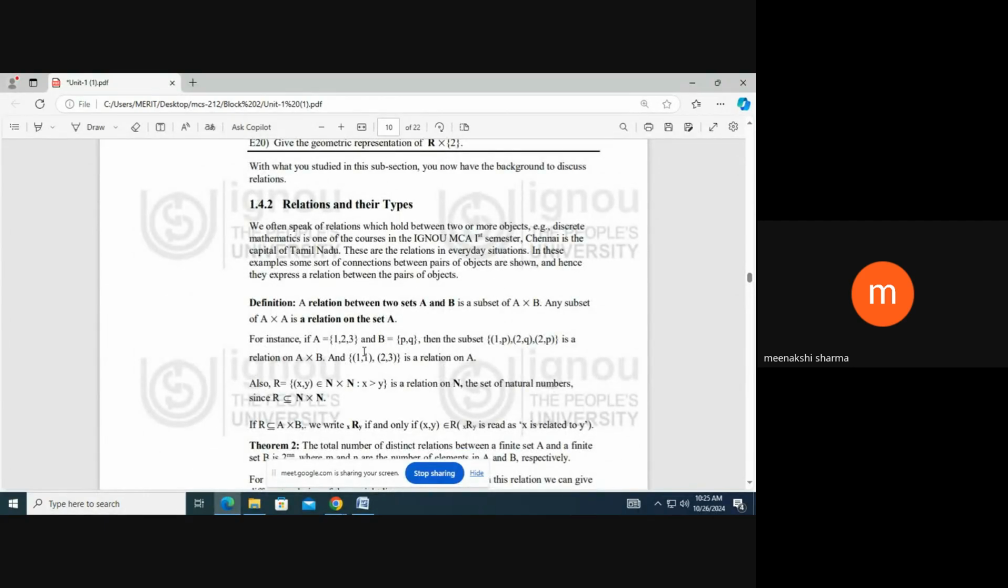Then relations and their types. The definition of a relation: a relation between two sets A and B is a subset of A Cartesian B. Any subset of A Cartesian A is a relation on the set A. Understand this point or not, students? Read this, students. Then I will explain with an example.